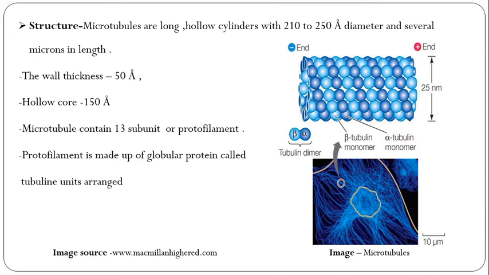This is the image of microtubules. A microtubule is a long hollow cylinder made up of many molecules of the protein tubulin, and tubulin consists of two subunits, alpha tubulin and beta tubulin. The diameter is 25 nanometers, that is, up to 250 angstroms. Microtubules have a large diameter, and microfilaments are small-diameter filaments.